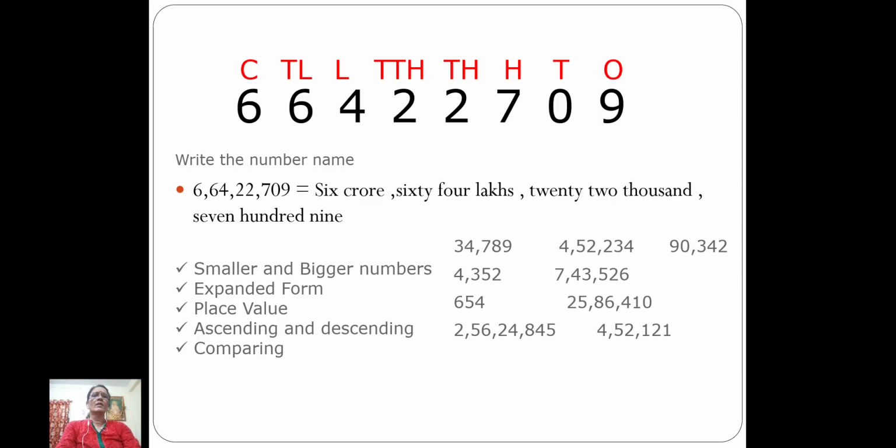Okay. Now here also we have a lot of concepts like smaller and bigger. Can you see here so many numbers? Can somebody tell me which is the smallest number here? Yes, it is 654. And which is the biggest number? Can you find? Yes, it is 2, 5, 6, 2, 4, 8, 4, 5. Now if I say 5 is in ones place, 4 is in which place? Tens, 8 is in hundreds, again 4 is in thousands place, 2 is in ten thousands, 6 is in lakhs, 5 is in ten lakhs and 2 is in crores place, right? So here this is the biggest number, and what is it?